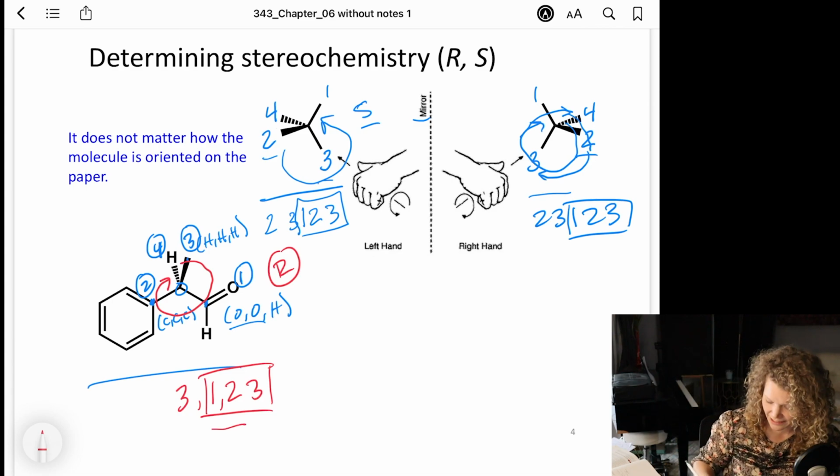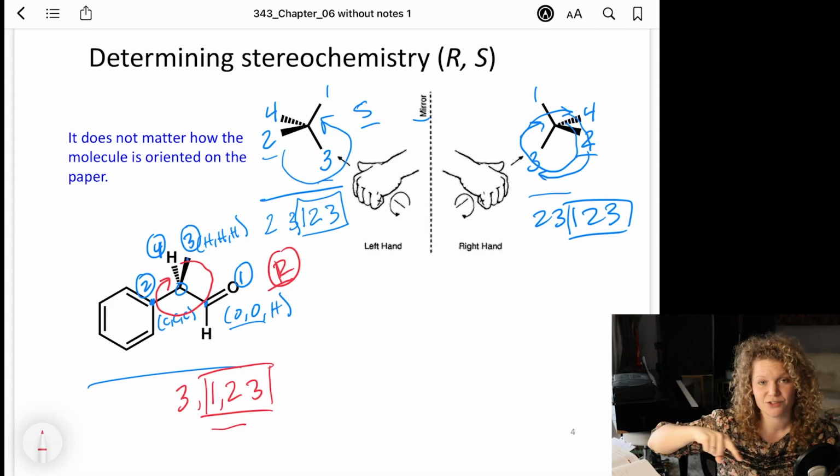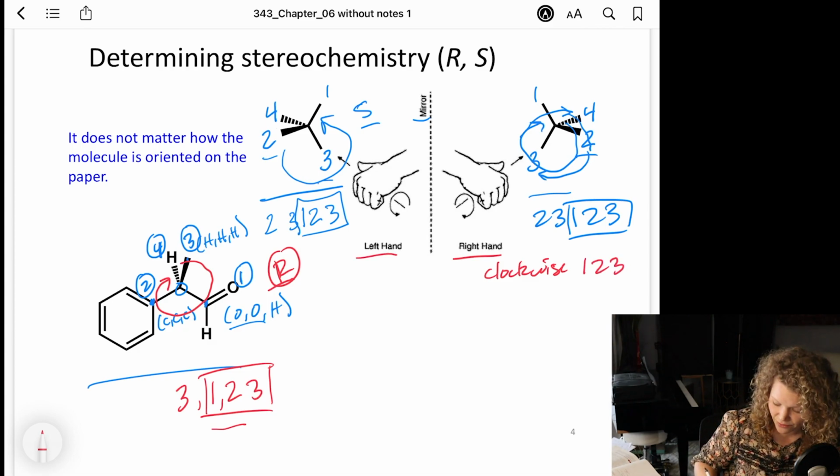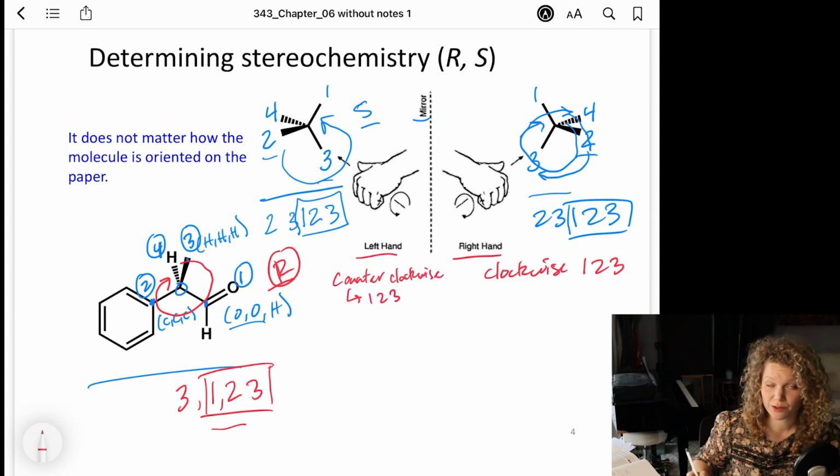One thing I want to highlight is that for the R centers, when you're using your right hand, you're always going clockwise. So with the right hand, you're going clockwise to get to 1, 2, 3. And for the left hand, you're going counterclockwise to get to 1, 2, 3, okay?